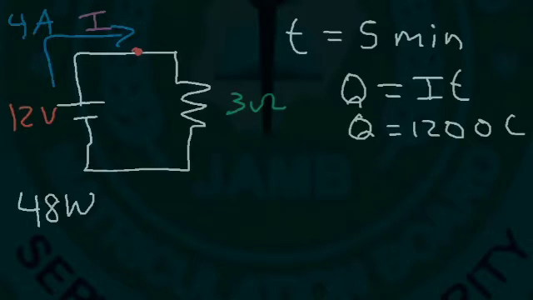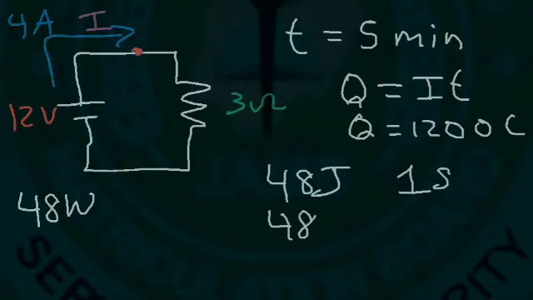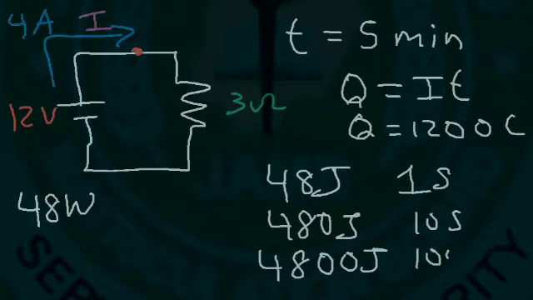So in 1 second, if the power is 48 watts, the battery is transferring 48 joules every second. So if it delivers 48 joules in 1 second, that means it's going to deliver 480 joules in 10 seconds. And it's going to deliver 4,800 joules in 100 seconds. So how much energy will it deliver in 5 minutes?